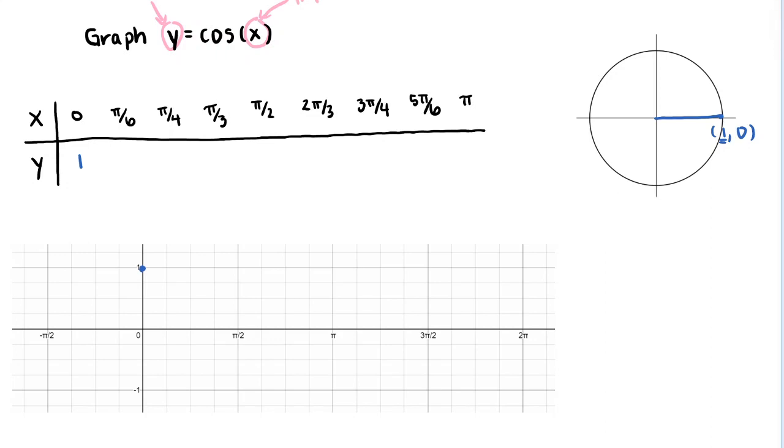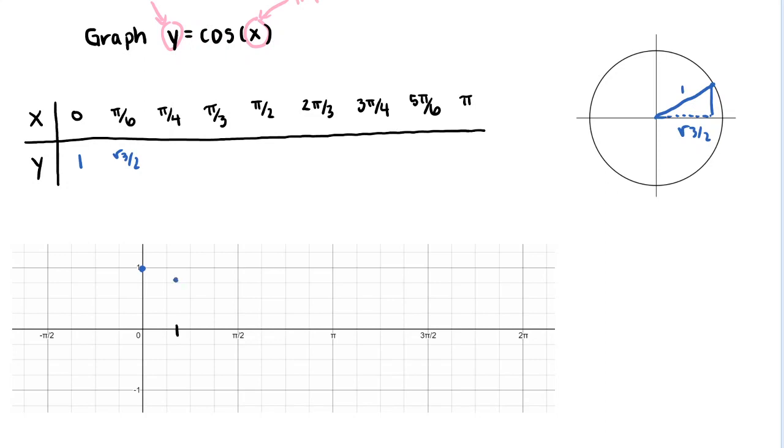Then at an angle of pi over 6, we've got the 30, 60, 90 triangle, but this time we're looking at the x coordinates on this unit circle. So this distance there is the square root of 3 over 2 for a 30, 60, 90 triangle. And we said that's roughly 0.85 or so, so maybe here.